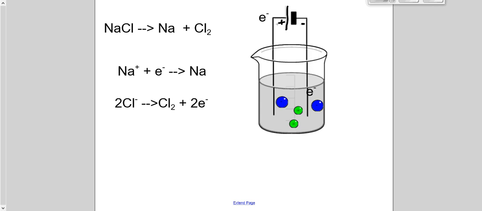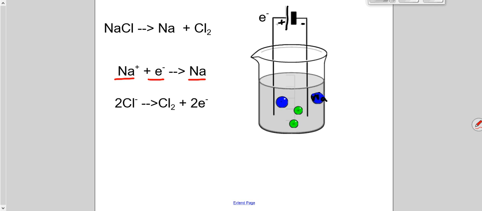Now, as that electron goes down into the sodium chloride, who's it going to attract? Well, obviously the positively charged sodiums are going to be attracted to the electron, and the positive on the sodium and the negative on the electron will cancel each other out, and we will end up with just a plain old sodium atom here. So we can see that what's happening at my negative terminal is the gain of electrons, where sodium ions gain electrons to form sodium metal. And I would see sodium metal plating up on that electrode.